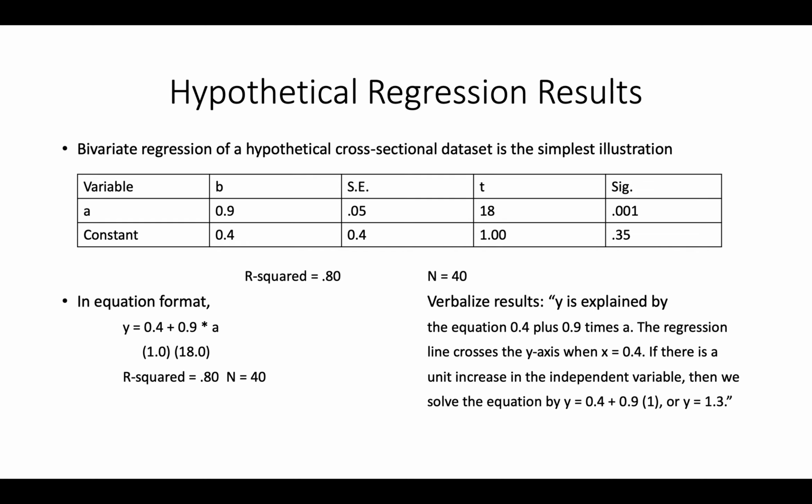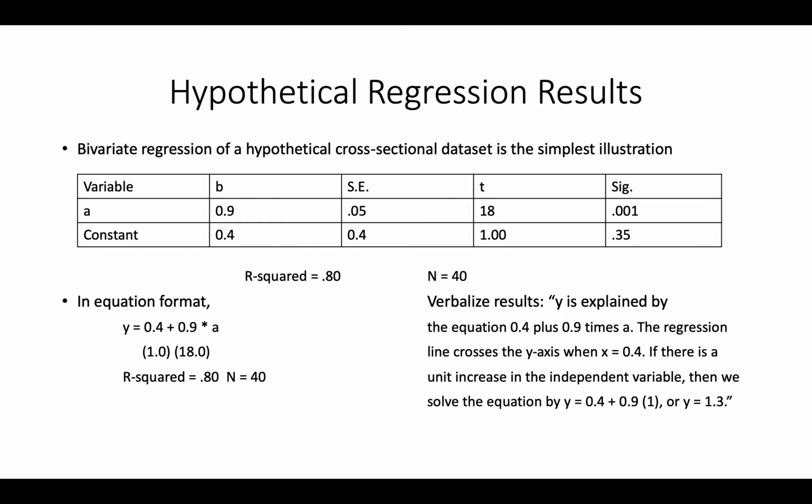To go through our quick interpretation, we first put the table into equation format. We then verbalize the results. Y is explained by the equation 0.4 plus 0.9 times A. The regression line crosses the y-axis when x equals 0.04. If there is a unit increase in the independent variable, then we solve the equation by y equals 0.4 plus 0.9 times 1, or y equals 1.3.